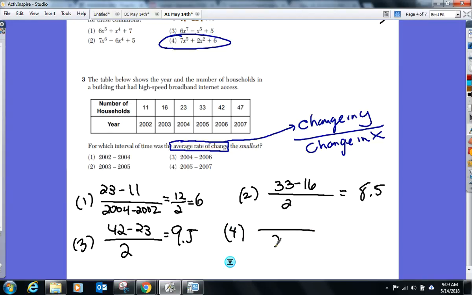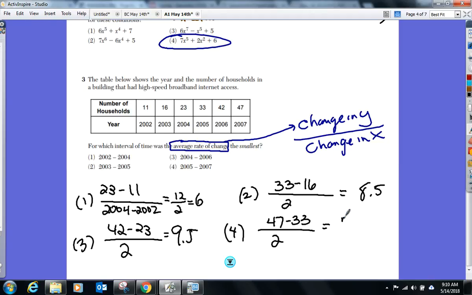Choice 4, still out of 2 years. All right, what's going to go on top? Olivia, number 1 through 30. 22. What are my values on top for 4? 47 minus 33. When you're ready, Xavier, let me know what that average rate of change is.